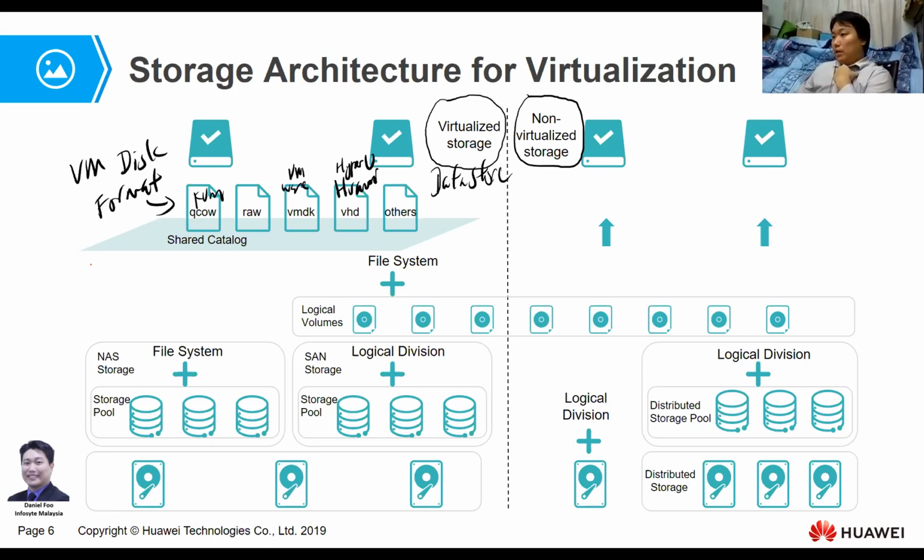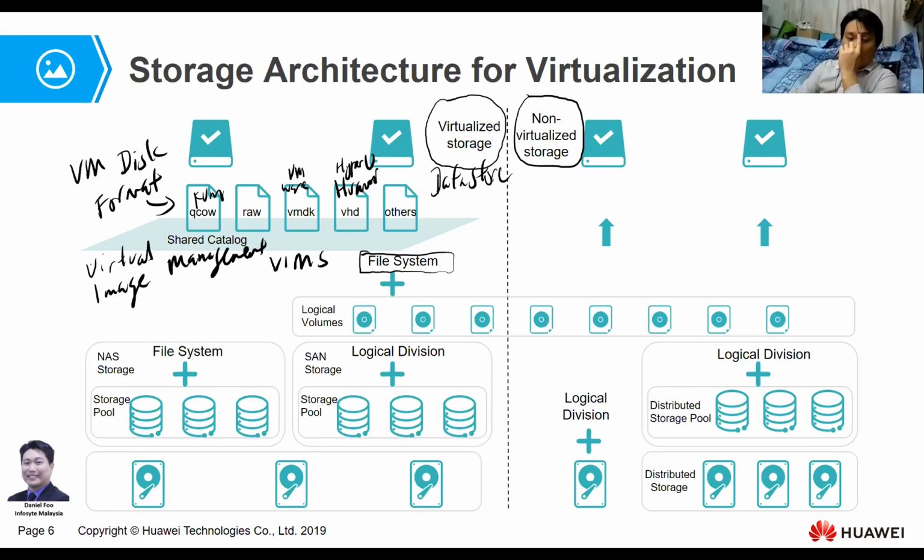So it will require you to actually deploy a file system. In Huawei, they call it the VIMS, which we will discuss later also. This one stands for Virtual Image Management System. VMware calls it the VMFS. That's for VMware, and this is for Huawei. Now this is on the virtualized storage.